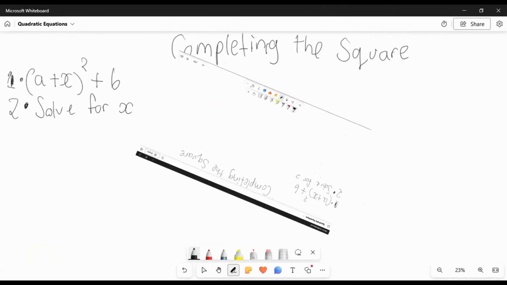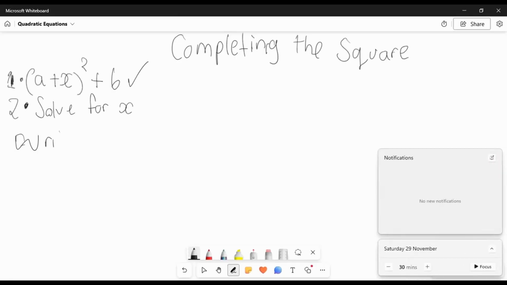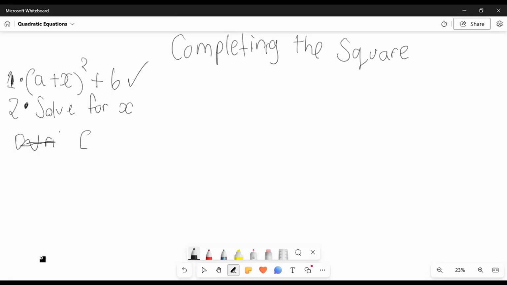First off, we're going to focus on this method. We're going to take the two equations we used in our last video and apply them to this one. You can be told to write it in the form a(x plus b) whole square plus c. So this is example 1.